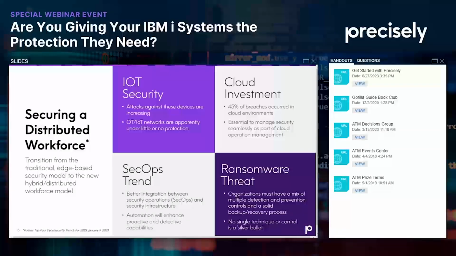Cloud investment also highlights your vulnerability. 45% of breaches happen in cloud environments. So it's reaching half of the security issues that are happening in cloud environments, at the same time that, in the IBMI space, almost half of the environment doesn't live in the cloud yet. A lot of it's moving to the cloud, but we haven't reached the 50-50 balance yet. So there's an inordinate amount of security concerns that happen in the cloud, and you need to be thinking about how to manage that security risk as part of your cloud operations strategy as well.